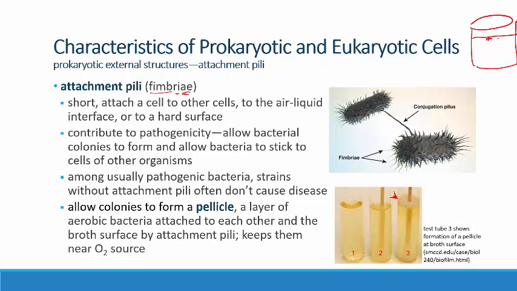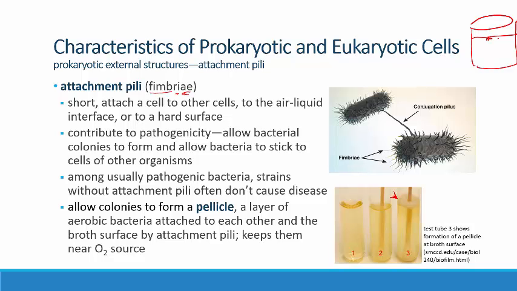And it's the attachment pili then that help to contribute to the pathogenicity, to the dangerousness of bacteria. If there are attachment pili that will allow the bacteria to stick to the cells of other organisms, then those bacteria can be pathogenic on those poor host organisms. If they don't have those attachment pili, or if their attachment pili don't allow them to attach to an organism's cell, then it is not a pathogen to that organism. So it is their attachment pili that determine pathogenicity.